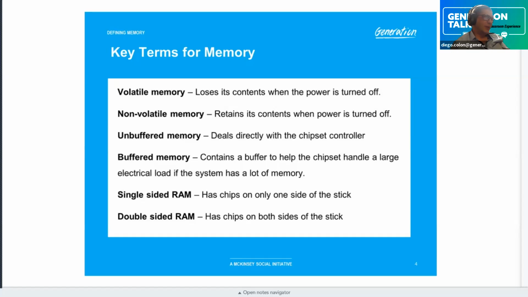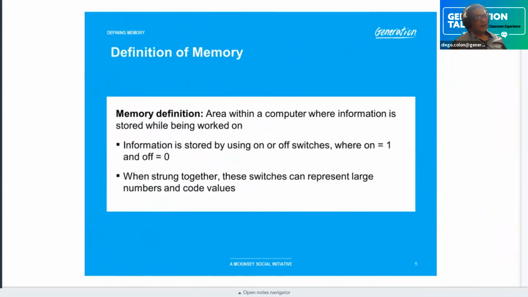Single-sided and dual, and the other ones, which are the SIMMs and the DIMMs, we'll get into the actual details of that in a second. As for memory definition, Joshua, help me out here. Definition of memory: area within the computer where information is stored while being worked on. Information is stored by using on or off switches, where on equals 1 and off equals 0. When strung together, these switches can represent large numbers and code values.